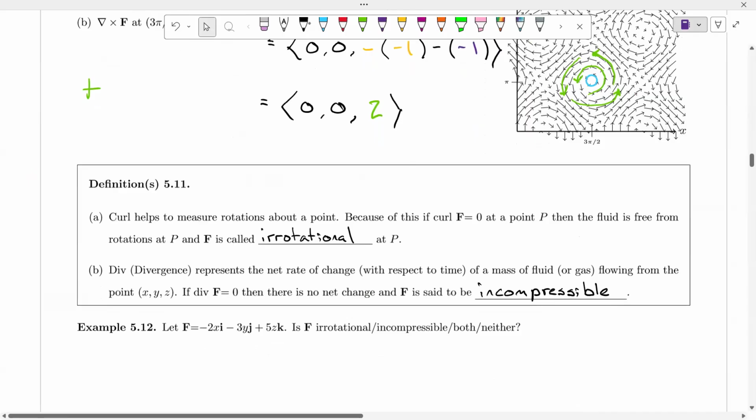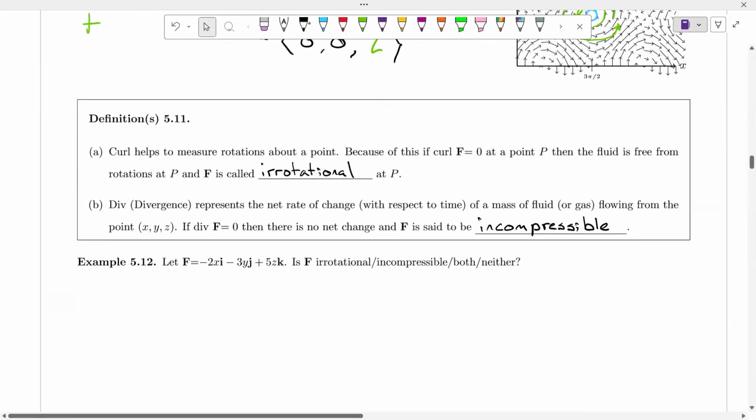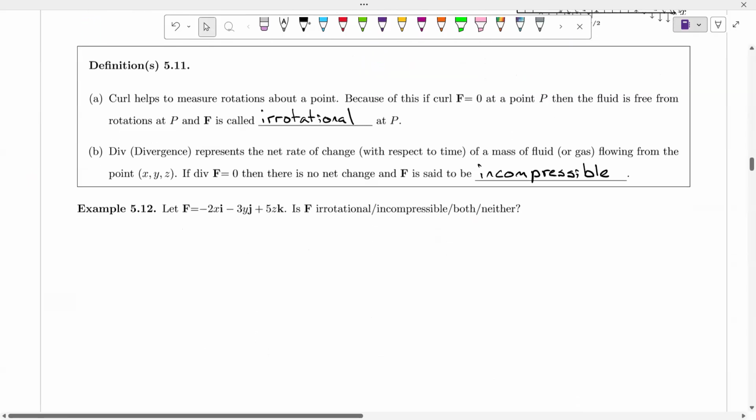Couple of extra definitions. Again, curl should talk about whether or not something is rotating around a point. It can be helpful to think of curl and divergence in terms of some fluid dynamics. For anyone in engineering, I'm sure you'll become intimately familiar with those ideas. But if a curl comes out to 0 at a point, we'll call it irrotational at that point. And if our divergence is 0 at a point, we'll call it incompressible at that point.